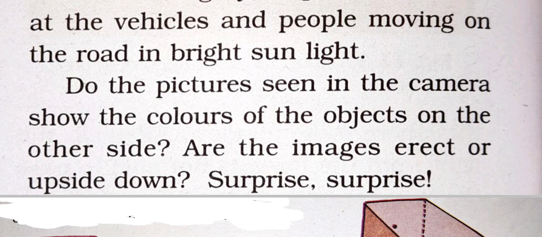Surprise, surprise, surprise. An inverted image is formed in the pinhole camera because the light rays coming from the top and bottom of the object cross over at the pinhole. So the pinhole camera forms a real and inverted image. Whatever image you get on that paper, the rays from the top and bottom of the object intersect at the pinhole, and the pinhole camera forms a real and inverted image.